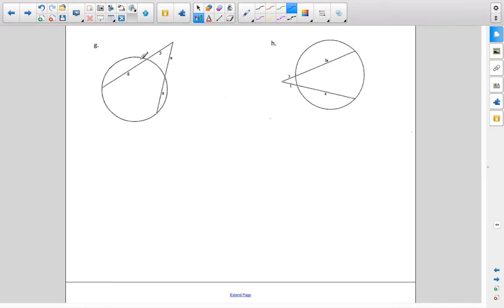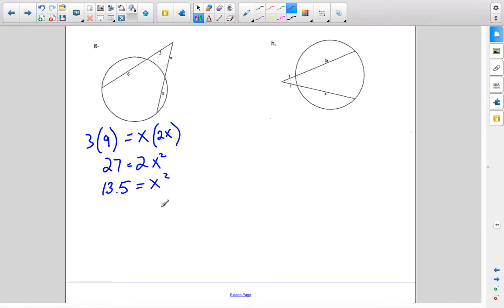Okay, two secant segments. Outside times the whole will be 3 times 3 plus 6, which is 9, which equals x, and the whole line would be 2 of those x's. So 3 times 9 is 27, and x times 2x is 2x squared. This is kind of a tough one, because if I divide both sides by 2, I'm going to get 13.5 over here, which equals x squared.